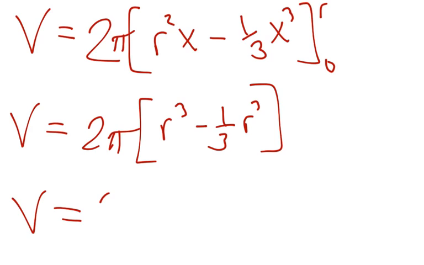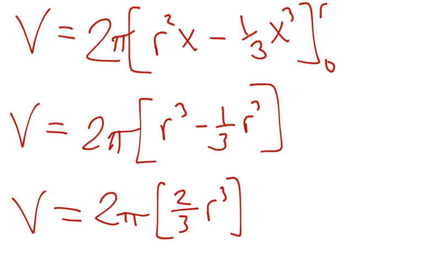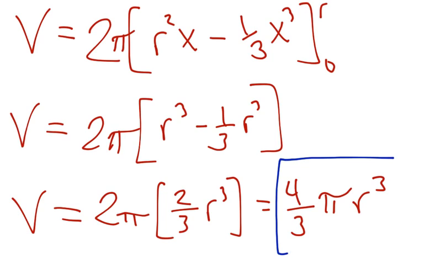And so we get 2 pi times, well, r cubed minus 1/3 r cubed is going to be 2/3 r cubed. And so 2 pi times 2/3 r cubed is going to be 4/3 pi r cubed. Hopefully you remember that formula from geometry. And that is how you find the volume of a sphere: 4/3 times pi times the radius cubed. All right, go study.